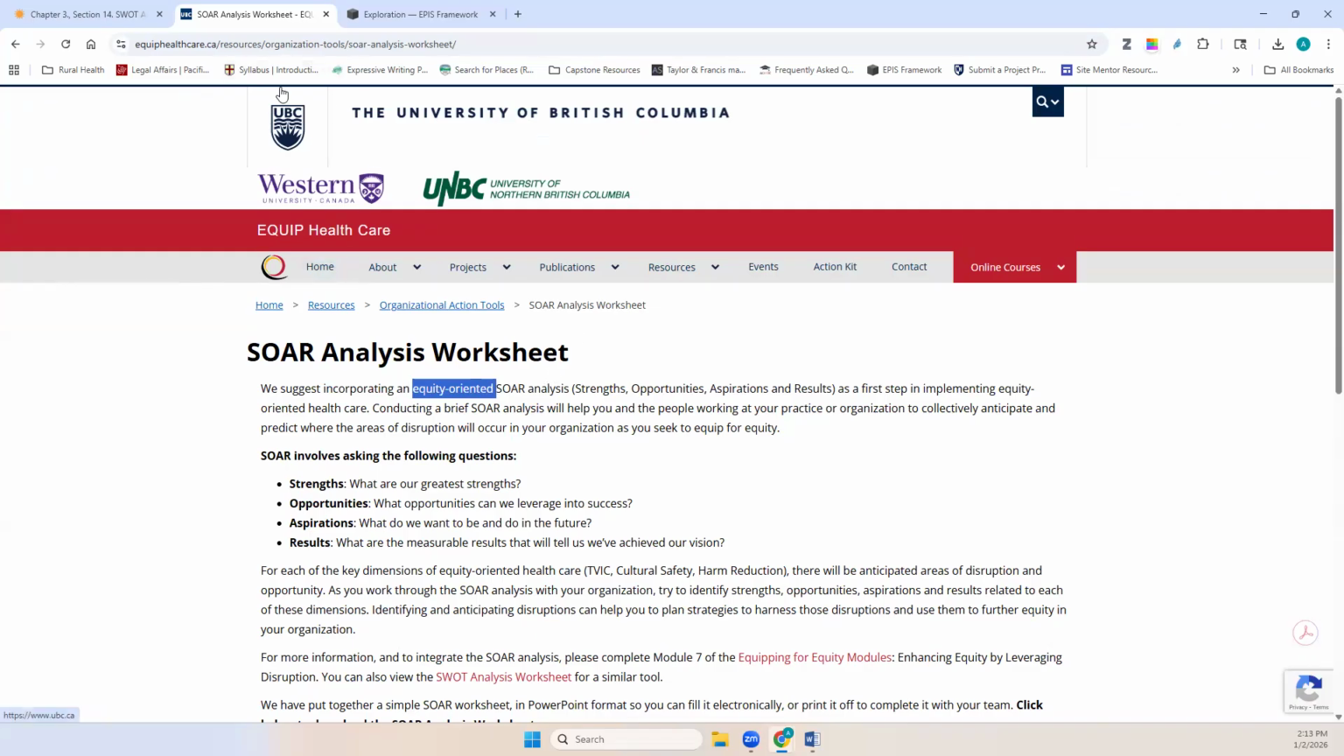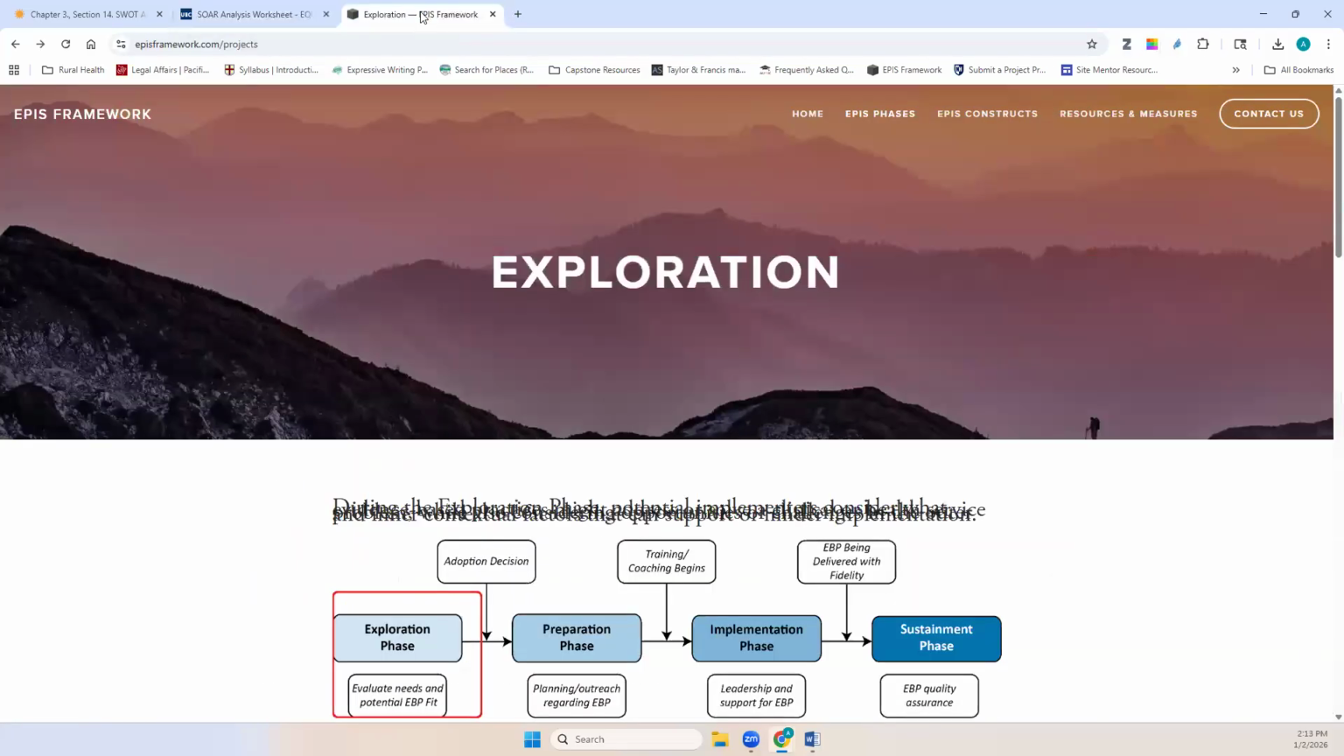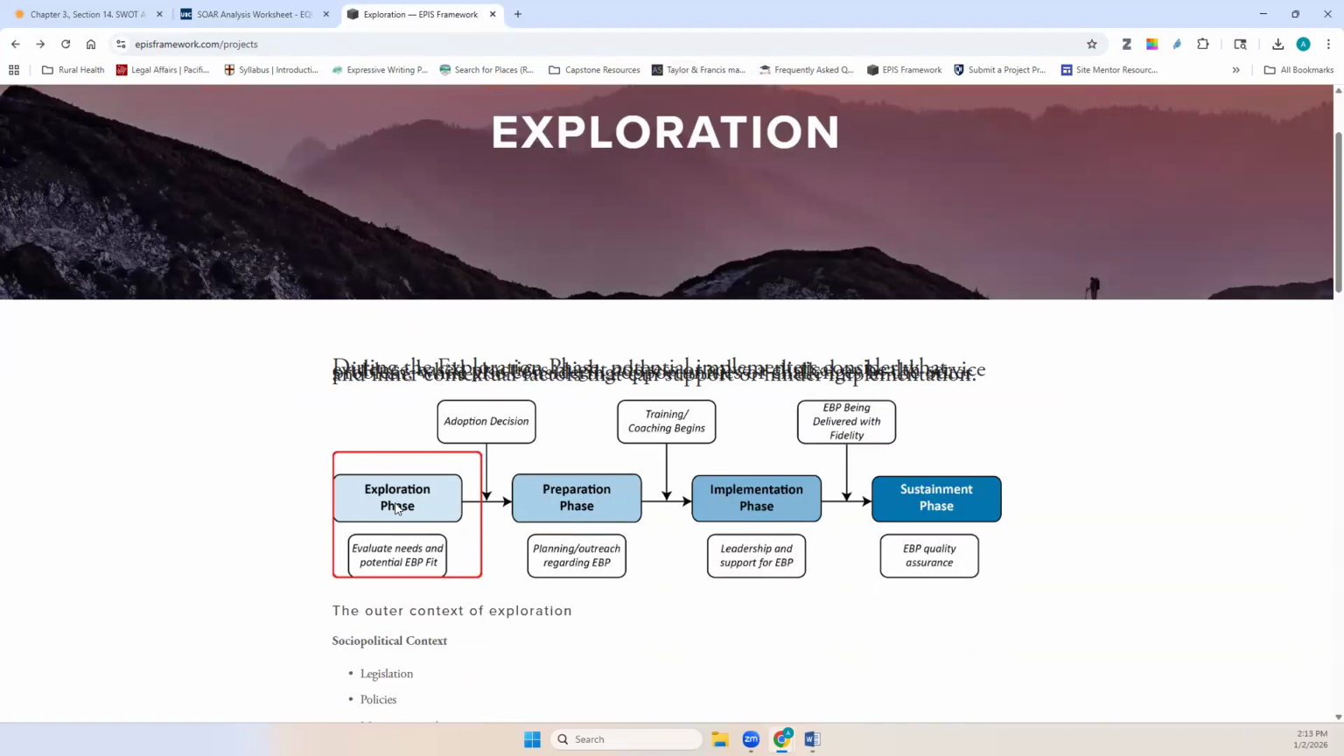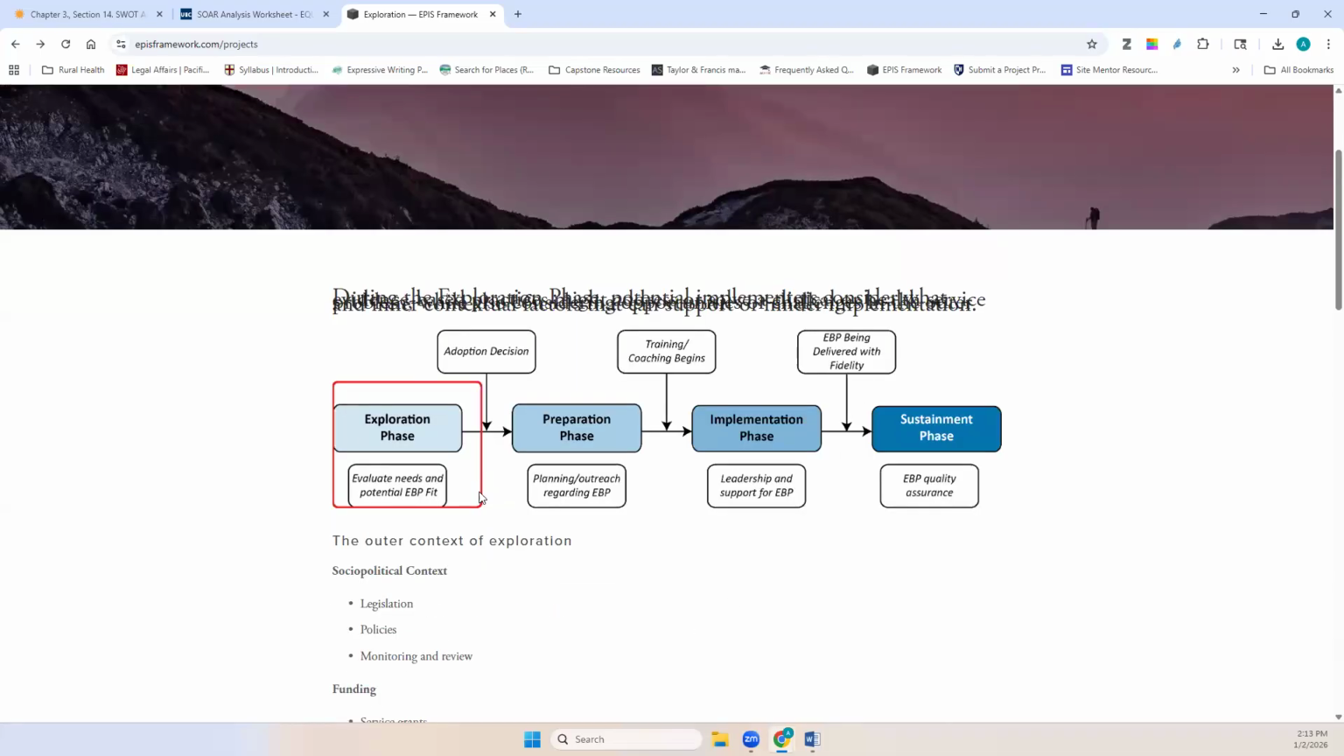the Equip Healthcare resources. And the third one is the EPIS framework. EPIS stands for exploration, preparation, implementation, and sustainment. Again, this is a framework that you can use, particularly related to evidence-based practice. It's very rooted in a knowledge translation framework. So if that's something you really want to dive into more, and use to help frame your capstone, EPIS may be a really good framework to look into more.